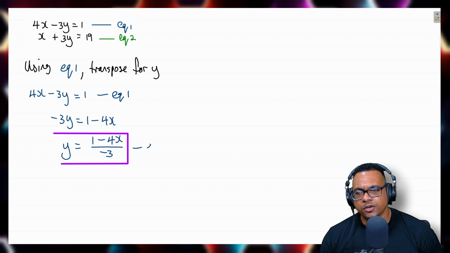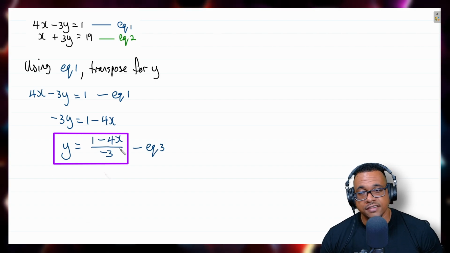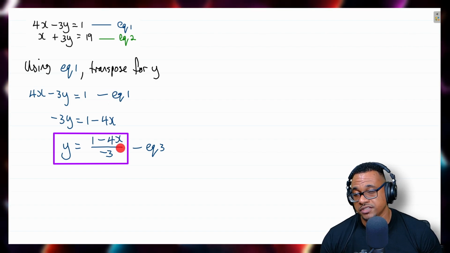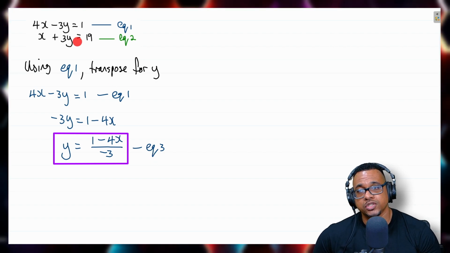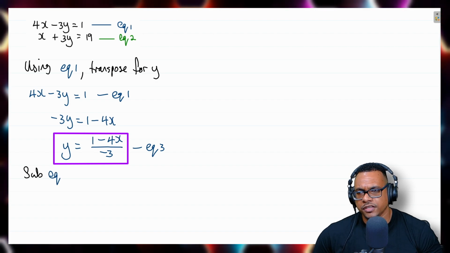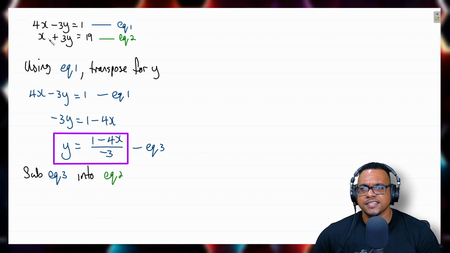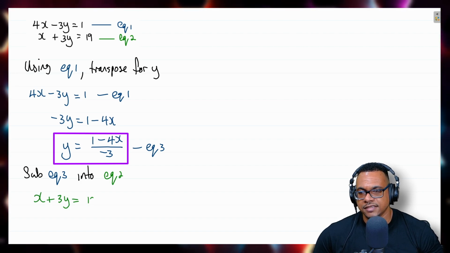And now this will be my equation 3. So notice we have fractions again. And equation 3 is the same as equation 1 because I use equation 1 to form equation 3. So I have no choice but to substitute equation 3 into equation 2. So I'm going to write that. I'm going to substitute equation 3 into equation 2. So equation 2 reads x plus 3y is equal to 19. So that'll be x plus 3y is equal to 19.